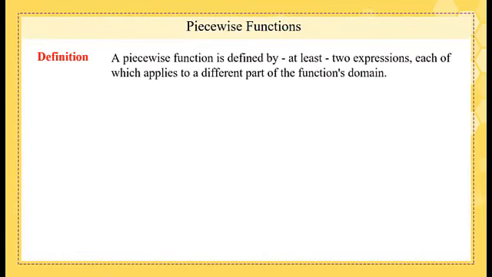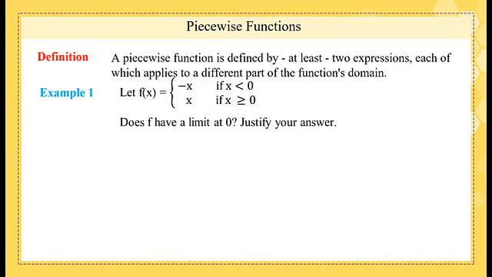What's a piecewise function? A piecewise function is defined by at least two expressions, each of which applies to a different part of the function's domain. Example: let f of x be minus x if x is less than 0, and it's defined by x when x is greater than or equal to 0. Does f have a limit at 0? Let us justify our answer.